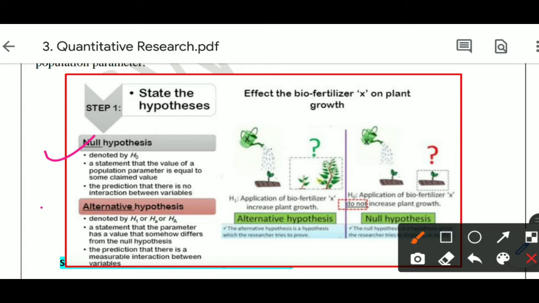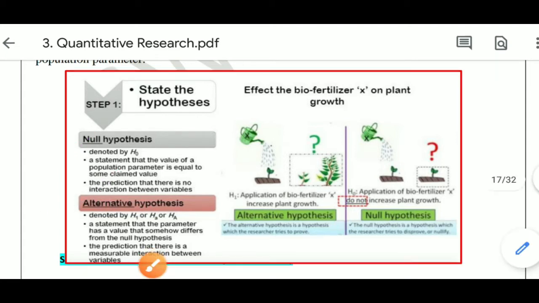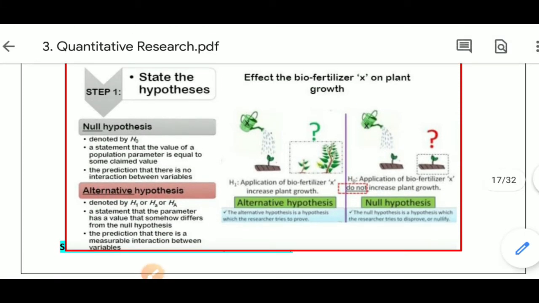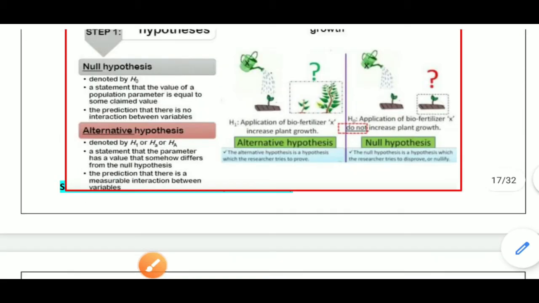And when we talk about the alternative hypothesis, we try to prove that the biofertilizer has an impact or effect on the plant growth. That means when we use the biofertilizer the plant growth will be increased. So this is called the alternative hypothesis. When the null hypothesis is rejected you use the alternative hypothesis, which is denoted by HA, capital A. So both are the null and the alternative hypothesis. I hope you understood.